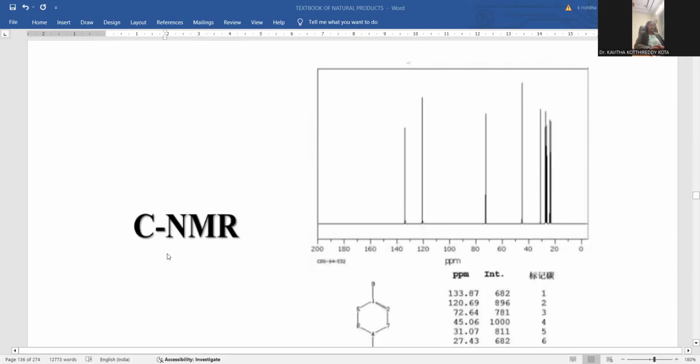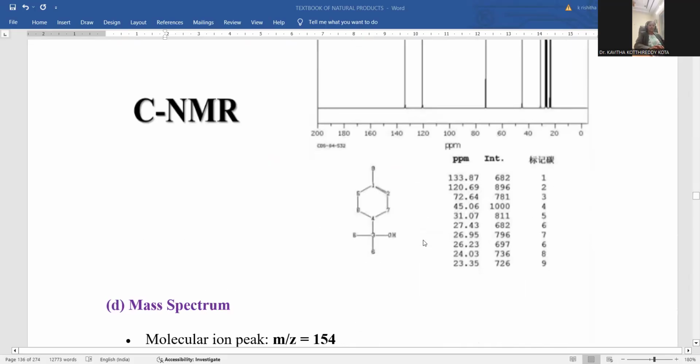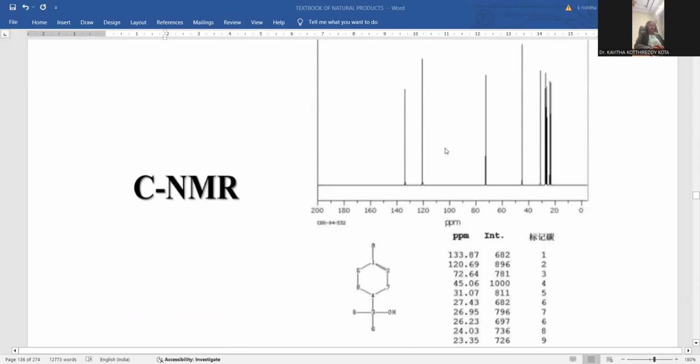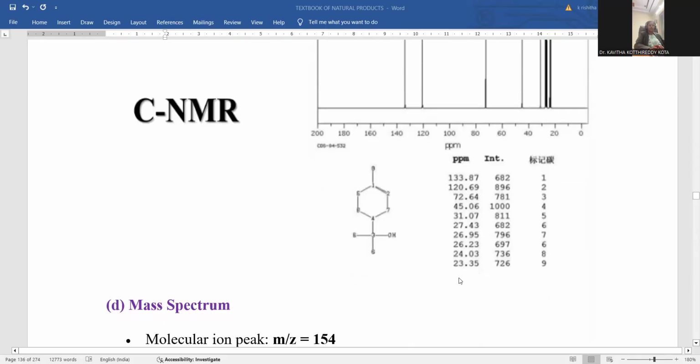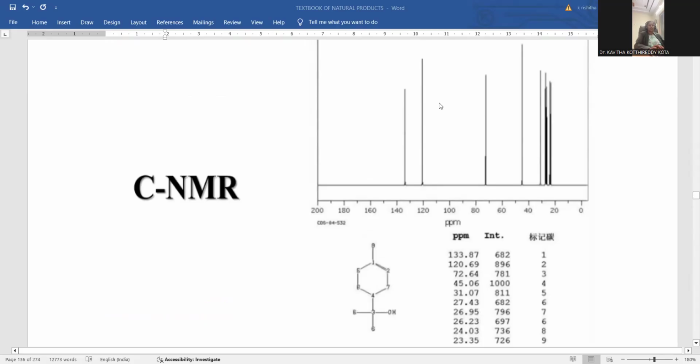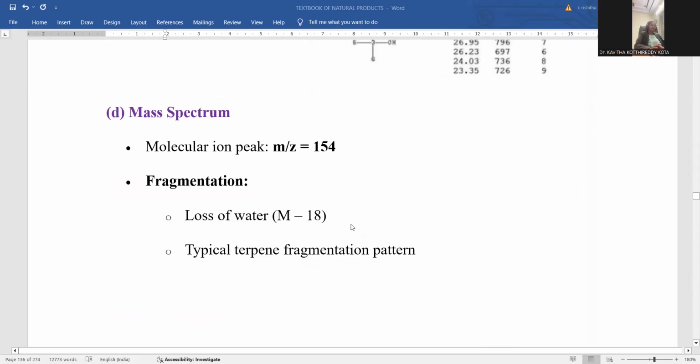Then C13 NMR. If you go for the C13 NMR spectrum, the nature of the carbons is understood. We have already gone through that, and the entire data is also provided on which carbon corresponds to what kind of peak. Later on, mass spectroscopy is meant for molecular weight determination. The molecular ion peak, the m/z value, mass by charge ratio, is indicated as 154, so the molecular weight of this compound is 154.